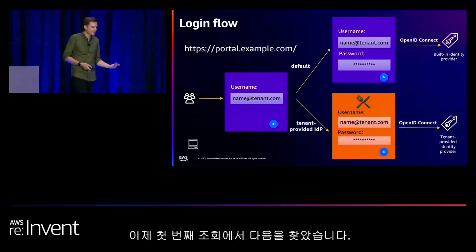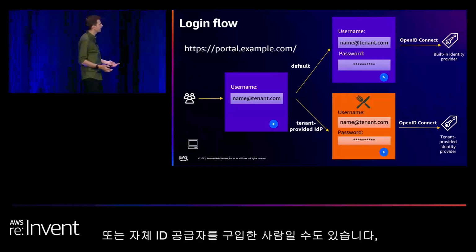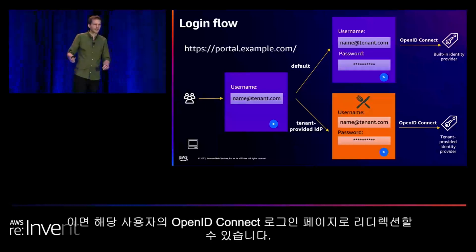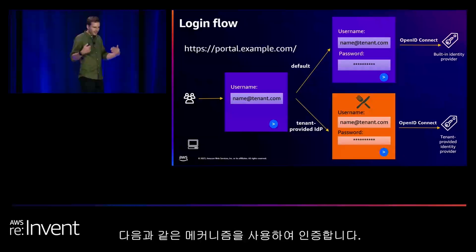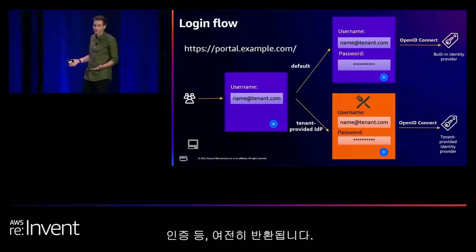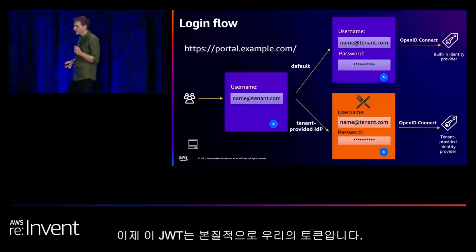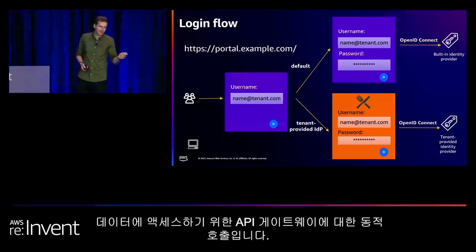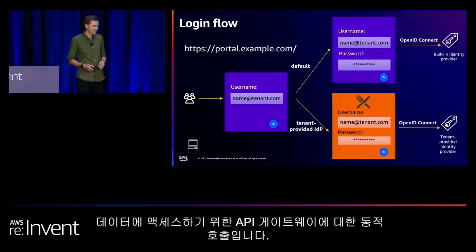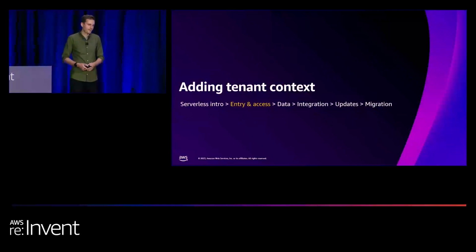Now, on that first lookup, if we found that this is actually one of our enterprise tenants or someone who's bought their own identity provider, we can redirect them to their OpenID Connect login page. They will authenticate using whatever mechanism they've defined, their password policy, multi-factor authentication, etc. And will still be returned at the end of it a JWT. Now, this JWT is essentially our token to access our data, our dynamic calls to API Gateway. So now let's look at how we use this with our serverless API.